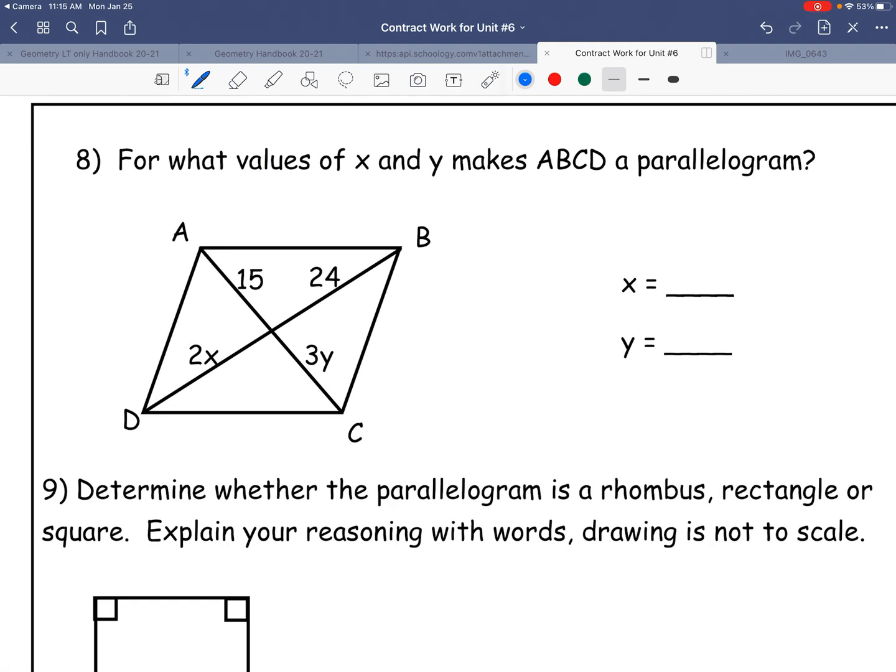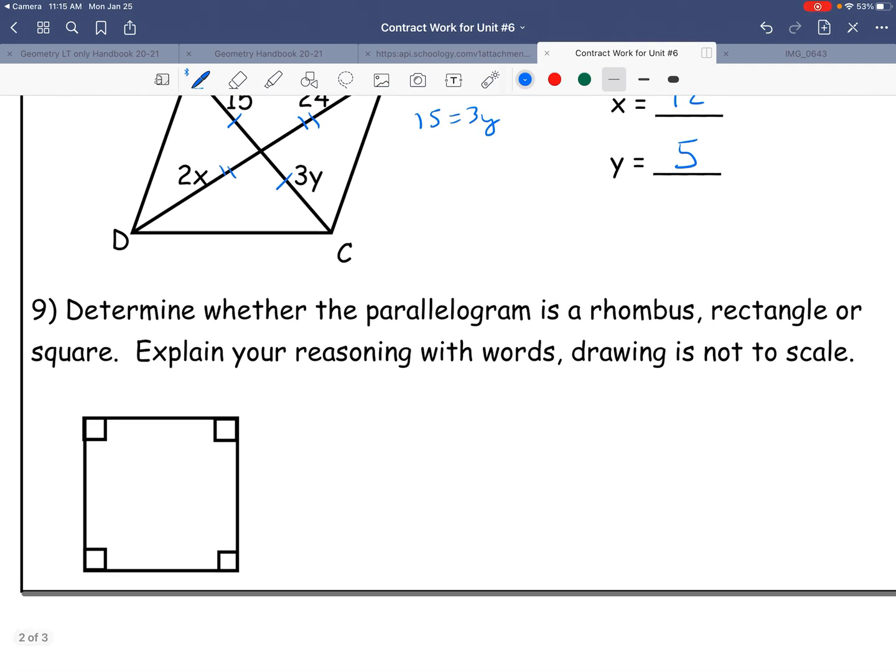Number 8, you've got a parallelogram, which means that diagonals are bisected. So the 2x equals 24, and we solve that for x and get 12. And the 15 is equal to the 3y, and we divide by 3, and we get y is equal to 5.